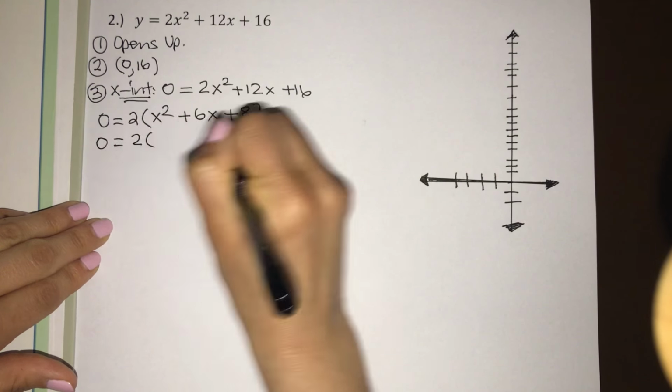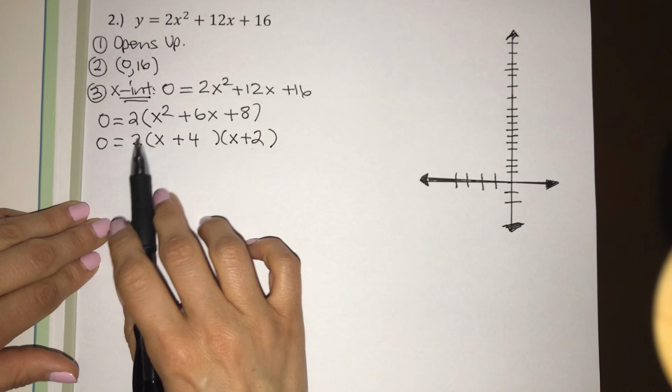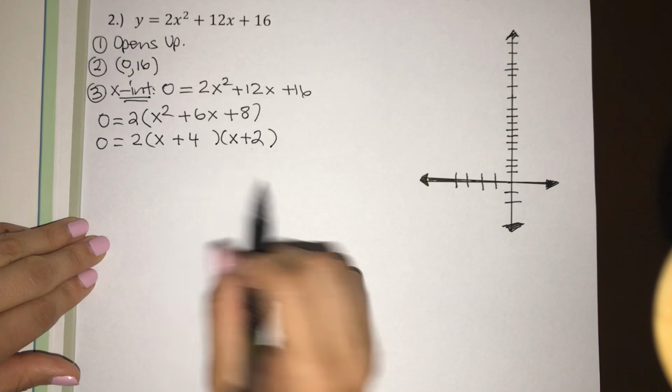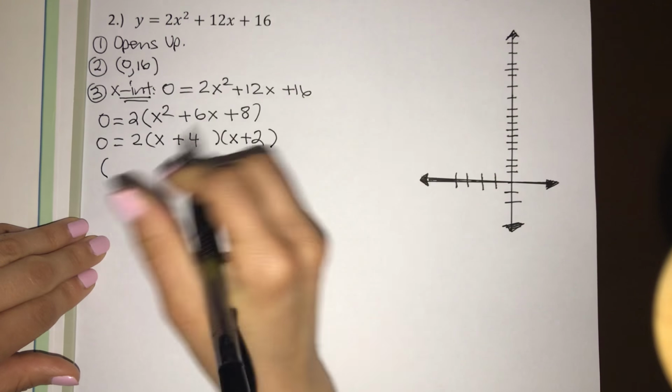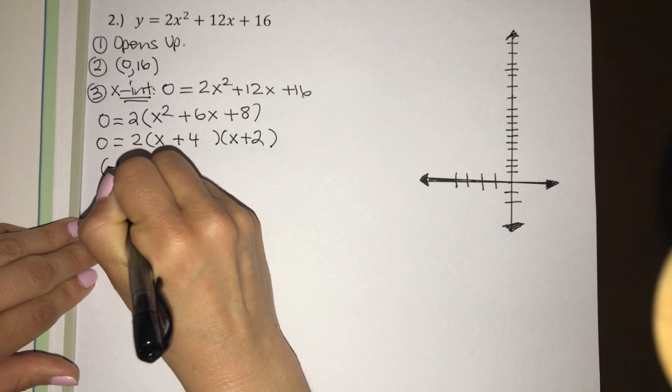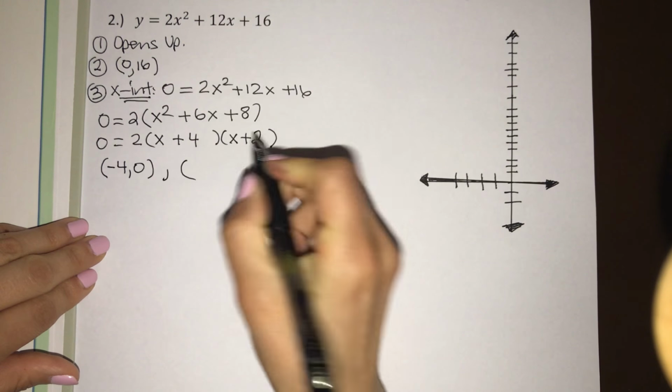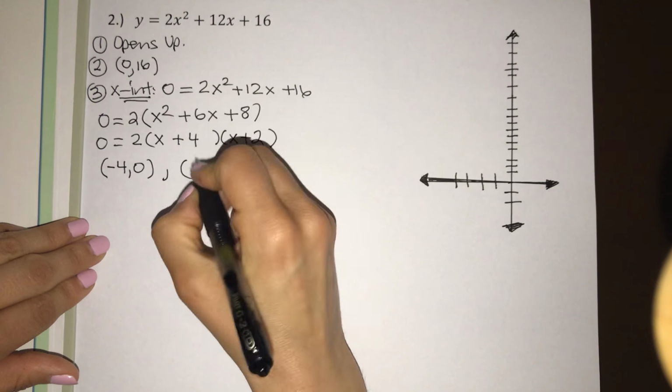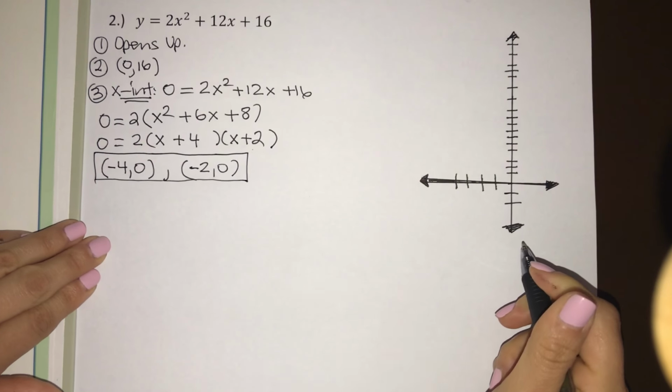All right, so from here, we set each of these factors equal to 0. The GCF, this 2, doesn't matter when we look at the x-intercepts. So we just look at these two factors, and I get my x-intercepts. I get -4, 0. And this one says x is -2, so -2, 0. So we have two x-intercepts that we could graph.